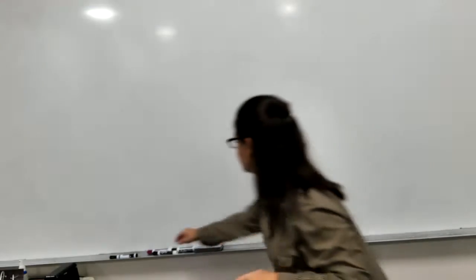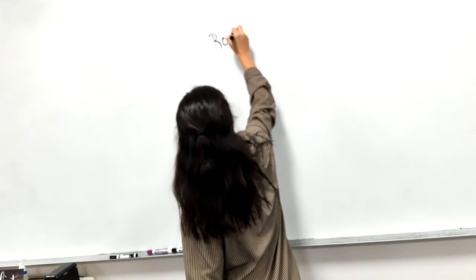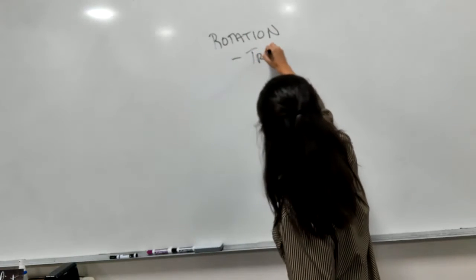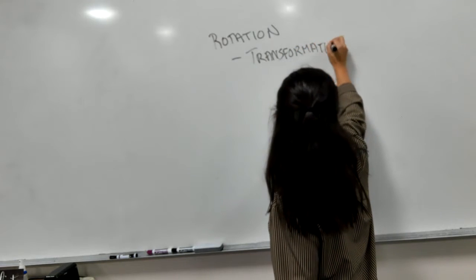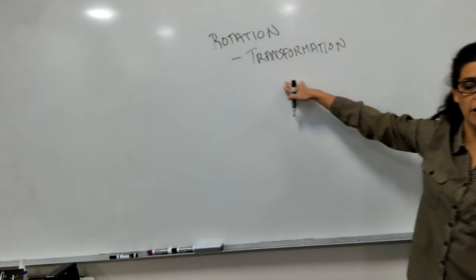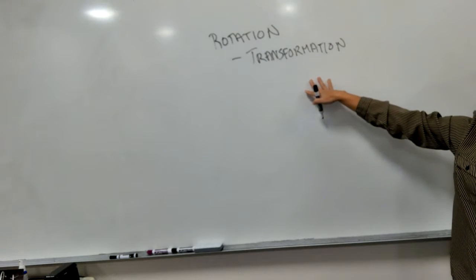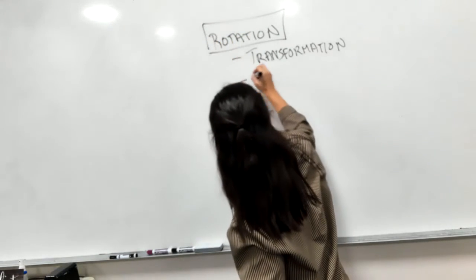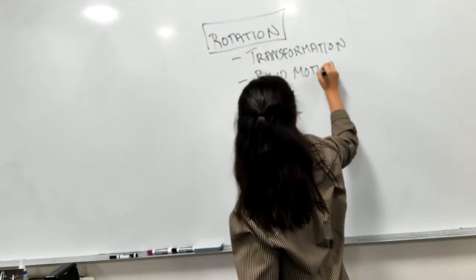So here we go. Rotation. Let's define rotation. It's a transformation. This is the third transformation we're talking about. We did translations, we did reflections, now we're doing rotations. It is a rigid motion. What does that mean? It's rigid in motion. It's about the way it moves.